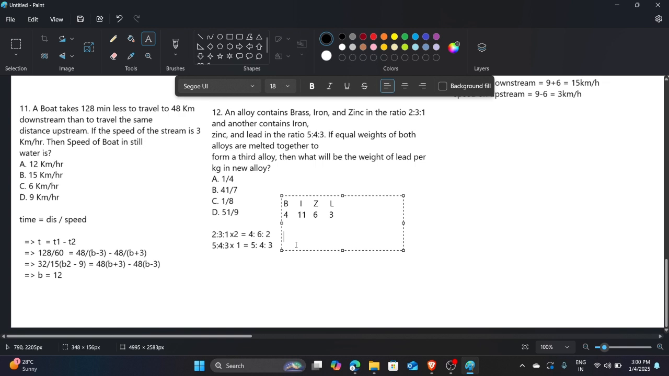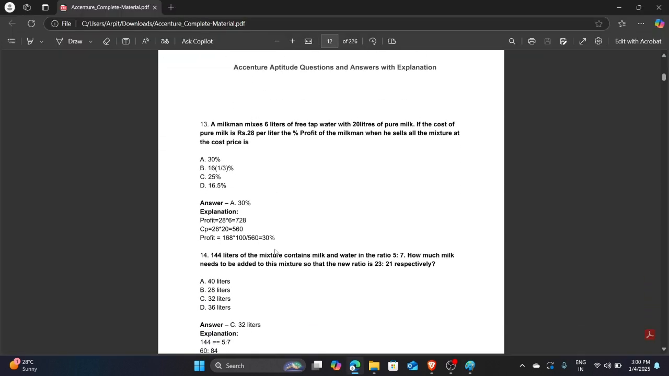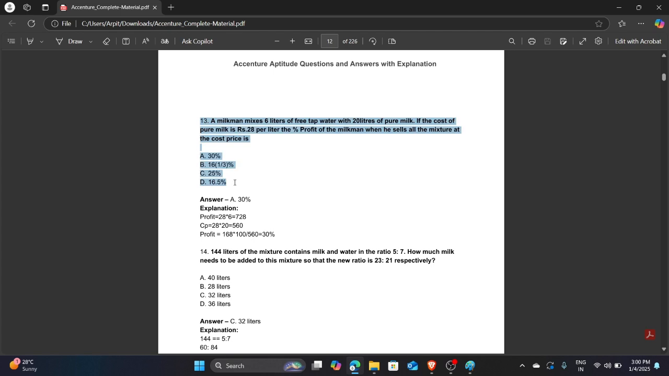So the 3, and the total addition is 15, 15 plus 6 is 21, 21 plus 2 is 24, which is nothing but 1 by 8. So this is the answer, and the answer is C. Okay, now we try to do some more new questions.